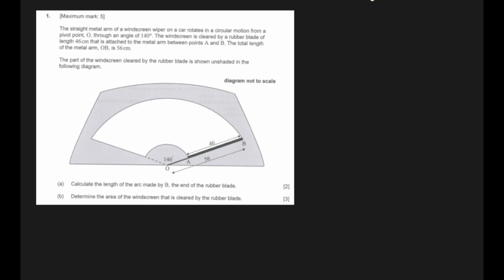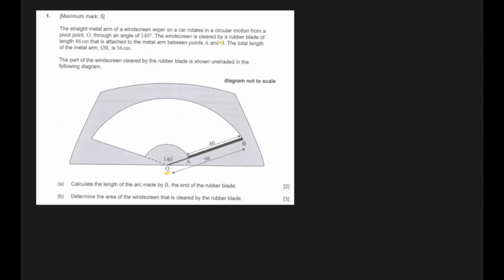IB Mathematics Applications and Interpretation, Paper 1. Question number 1. The straight metal arm of a windscreen wiper, this is the one, on a car rotates in a circular motion like this from pivot O through an angle of 140 degrees.